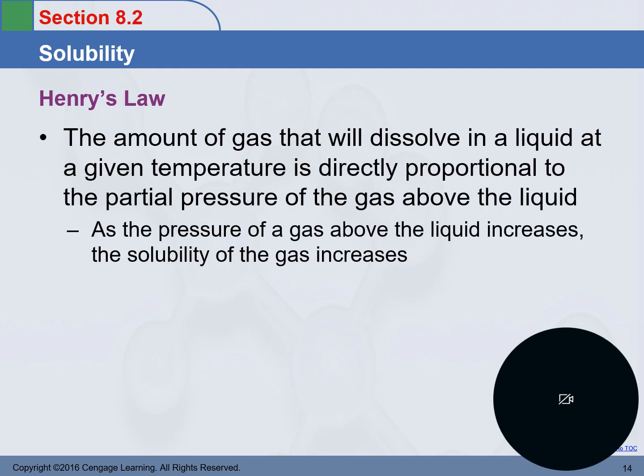The pressure-solubility relationship for gases was first formalized by the English chemist William Henry (1775 to 1836). This is now known as Henry's Law, and it states that the amount of gas that will dissolve in a liquid at a given temperature is directly proportional to the pressure of the gas above the liquid. In other words, as the pressure of the gas above the liquid increases, the solubility of the gas tends to increase. And the opposite is also true. As the pressure of the gas decreases, the solubility decreases.